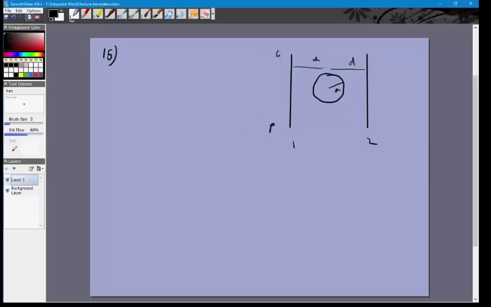This is PQ, this is RS, and we are given a particular direction of current here. So the figure shows a circular loop with two parallel lines. The distance from the center is I. The current in the loop is in the counterclockwise direction.